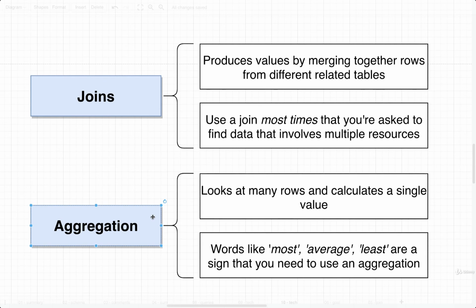The other thing we're going to learn about is aggregation. The goal of aggregation is to take a set of rows or some number of rows and somehow calculate a single value out of them. Anytime you hear the words like most or average or least or greatest or something like that, that's frequently a sign that you're going to want to use some kind of aggregation technique in a query.